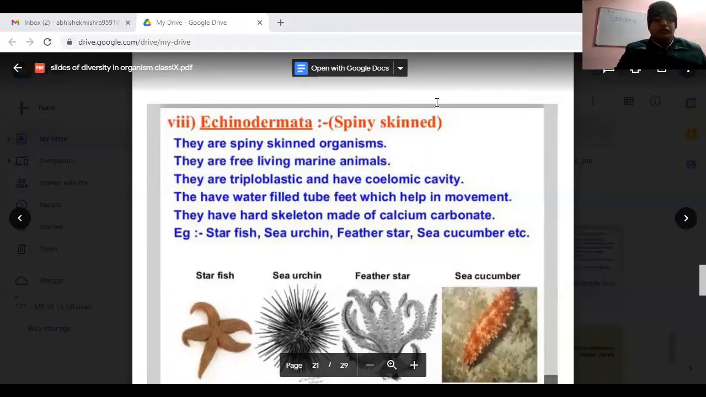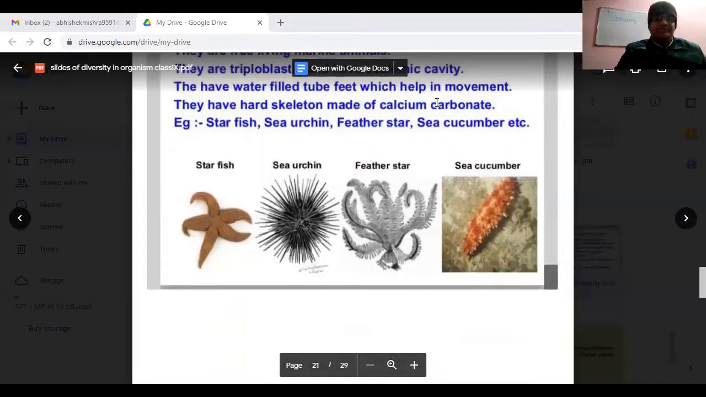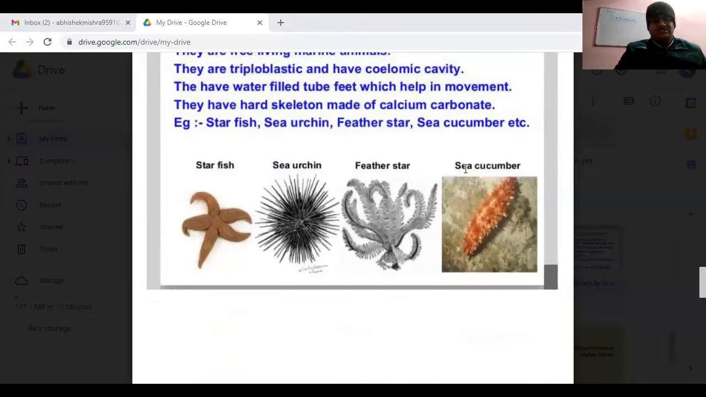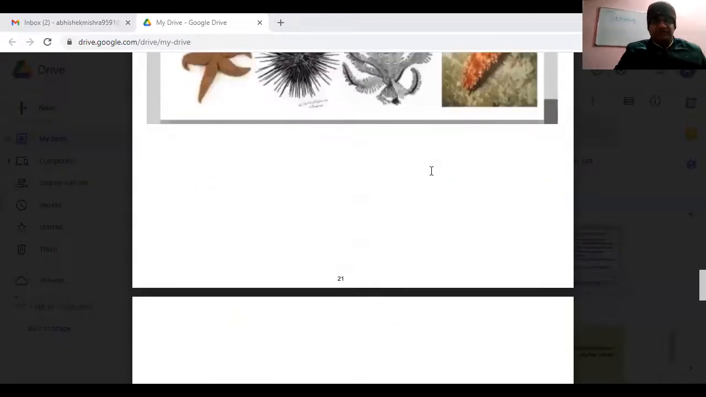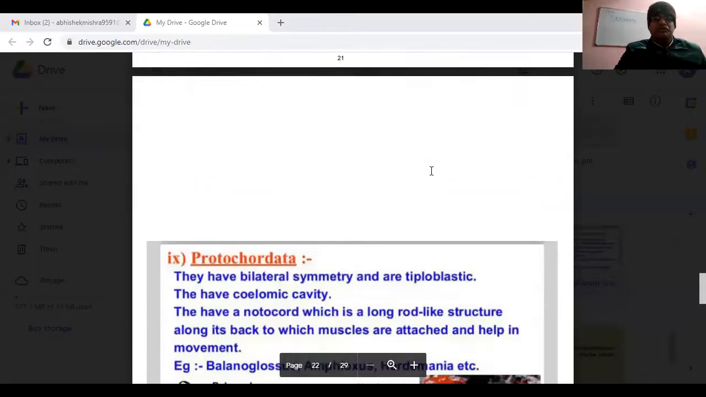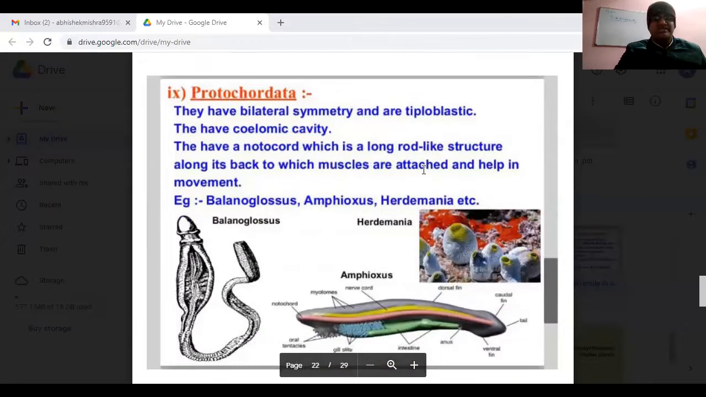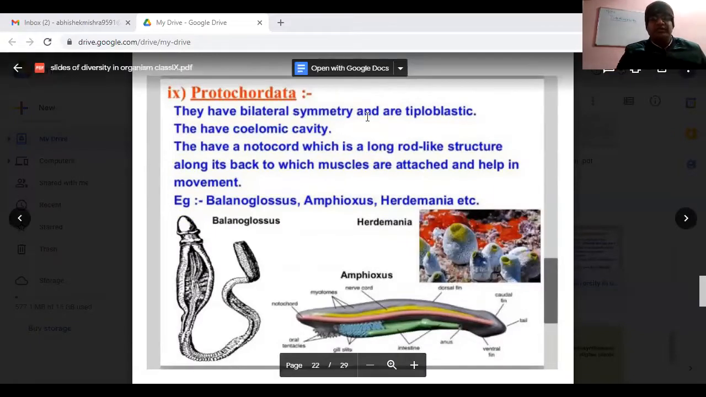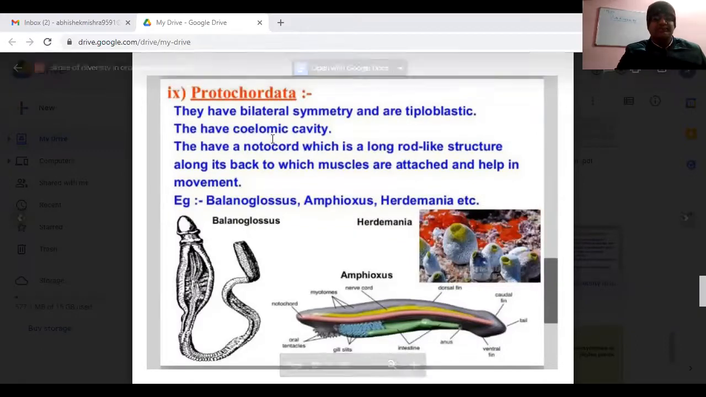Correct. Okay, fine. So some of the examples that fall under phylum Echinodermata are starfish, sea urchin, feather star, and sea cucumber. Fine. Now we will be coming to the next phylum, which is a link between the previous phyla and the vertebrates, that is Protochordata. They have a bilaterally symmetrical body and are triploblastic. They have a coelomic cavity. They have a notochord.